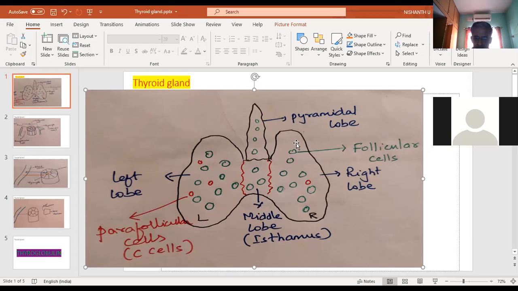Can you see the diagram here? Are you able to see? Hello? Yes, sir. Okay.